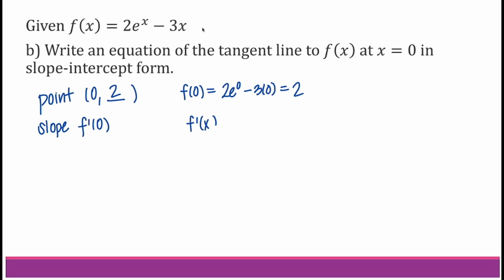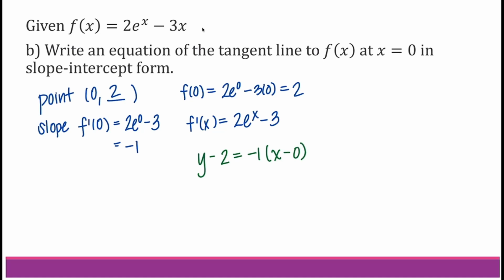Well, we already found f prime of x was 2e to the x minus 3. So f prime of 0 is 2e to the 0 minus 3. That's 2 minus 3, or negative 1. So we have our point, our x1, y1, and our slope, our m. Plugging this into point slope form of a line, we'll have y minus 2 equals negative 1 times x minus 0. That's in point slope form. To get to slope intercept form, we'll solve for y. So we'll have y is equal to negative x plus 2, if we add the 2 to the other side.